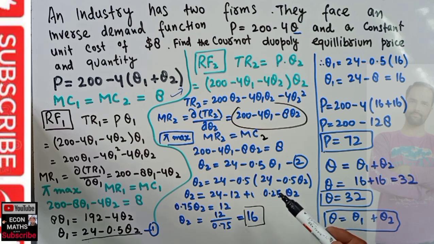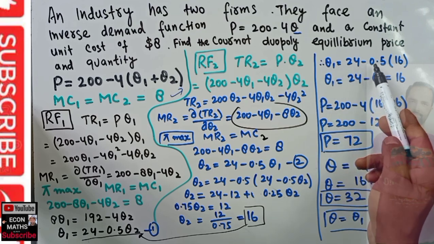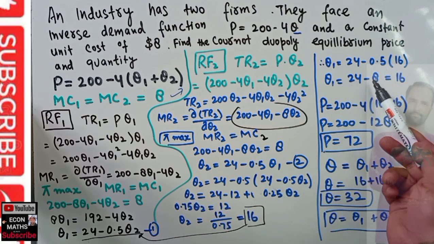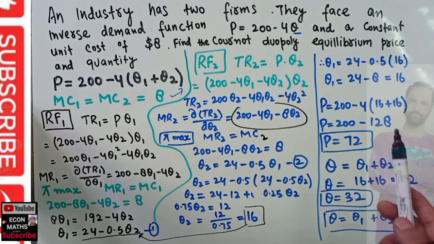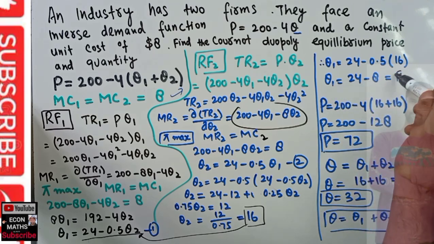To find out the output decided by firm 1, simply plug Q2 is equal to 16 into the first equation. So we will get Q1 is equal to 24 minus 0.5 of Q2, which is 16. So Q1 will be equal to 24 minus 0.5 of 16, which is 8. So we will get Q1 is equal to 16.